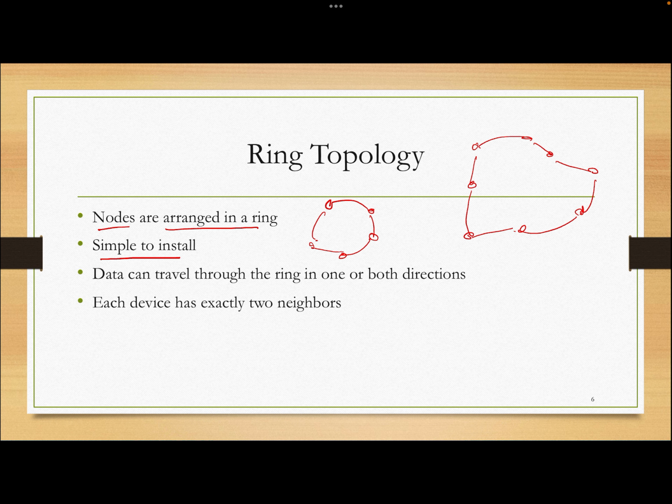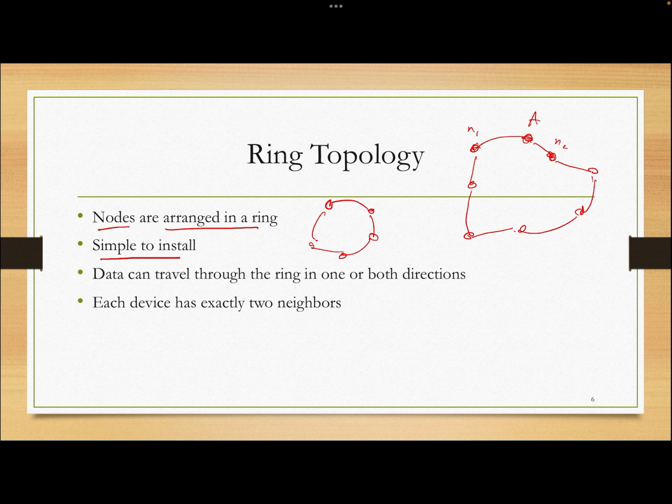Okay, this is also a ring topology, because it has two neighbors. So this is your node A, and you have neighbor 1 and neighbor 2. Everyone has two neighbors, and you connect into a loop, into a circle. This is a ring. It's simple to install: just connect to two other devices and connect all the way to get a loop.